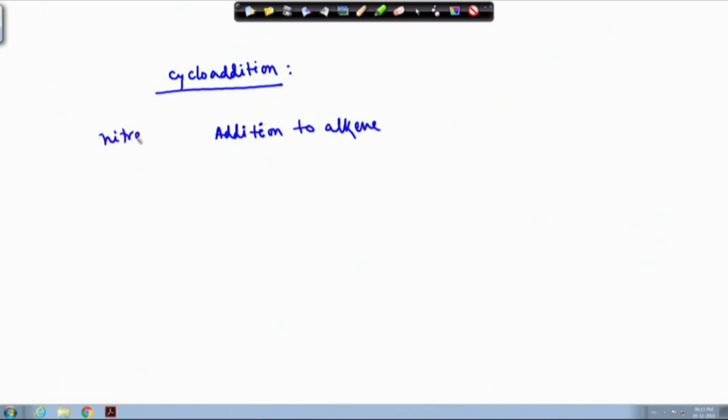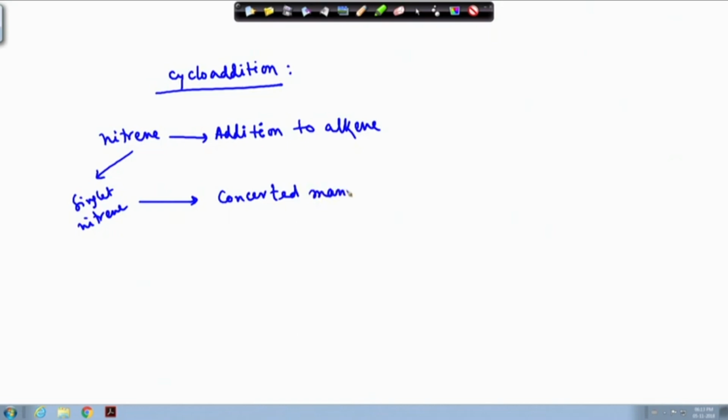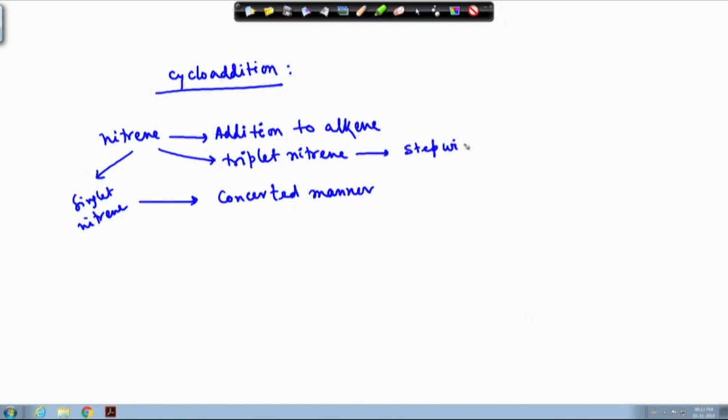So, nitrene addition to alkene: if it is a singlet nitrene, then it works in a concerted manner. Whereas, if the nitrene is a triplet nitrene, then it reacts in a stepwise manner. Basically these triplet nitrenes are actually acting like a diradical. So, they will react with the alkenes in a stepwise manner.